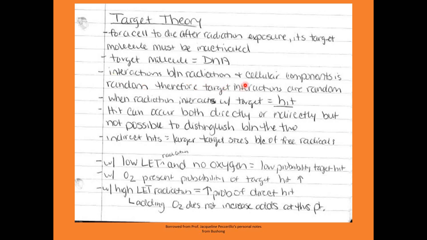Interactions between radiation and cellular components is random. Therefore, target interactions are random. So you're not going to be able to predict if your DNA is going to get hit or not. It's just a random event.